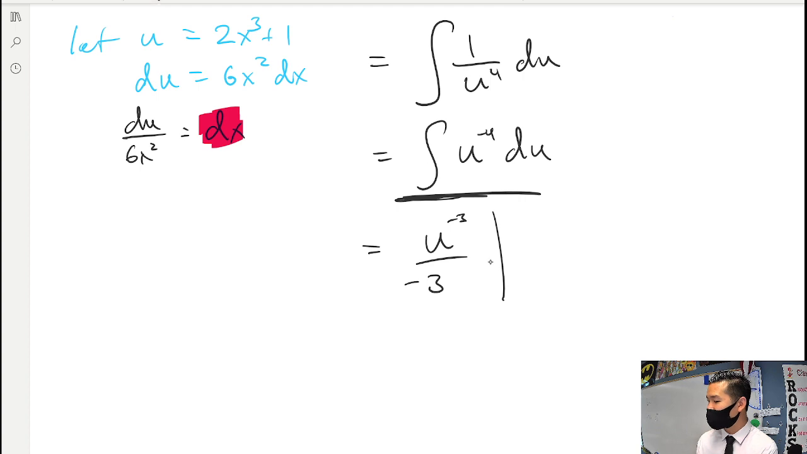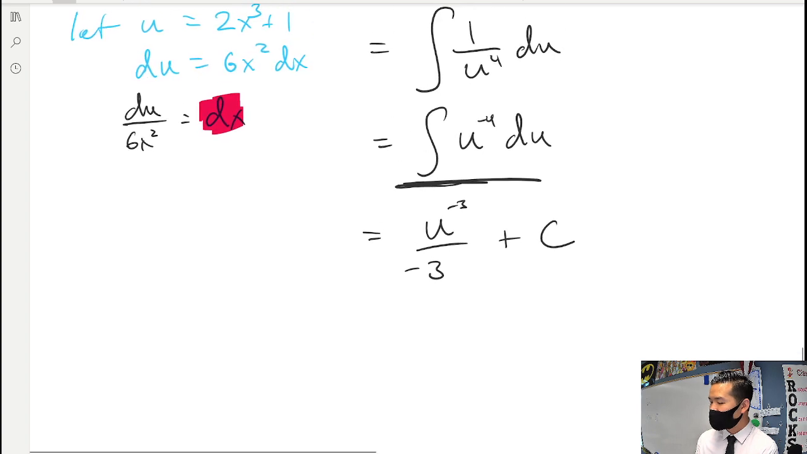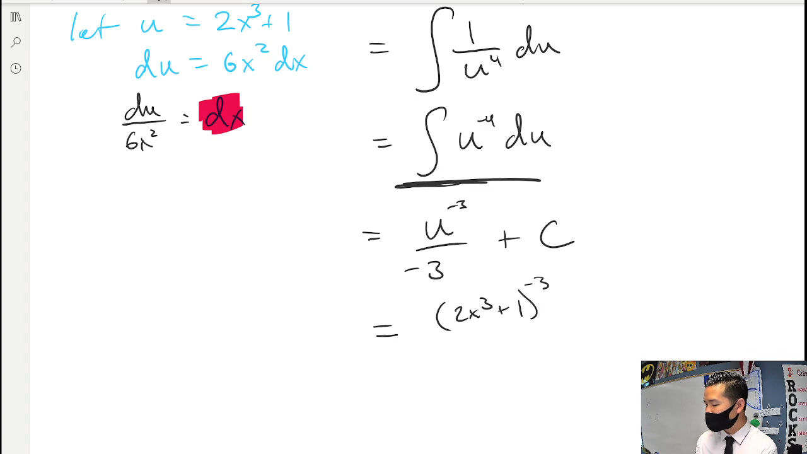So that means this is going to have to include what at the end? Plus c. You have a couple options at this point. You can just go ahead and substitute back in. This will become 2x to the 3rd plus 1 to the negative 3rd power over negative 3 plus c. I'm perfectly okay with that.